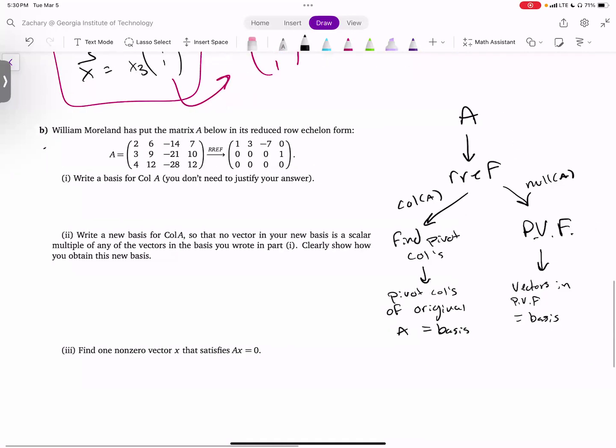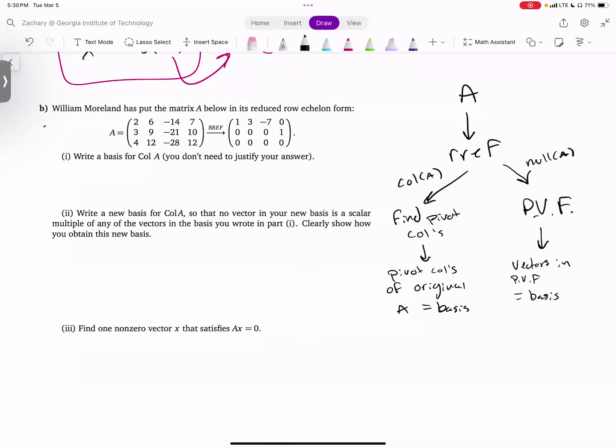So now looking at this one says write a basis for the column space of A. Well, that's a pivot column and that's a pivot column. So these 2 vectors form my basis. 2, 3, 4, 7, 10, 12. Okay, simple enough.